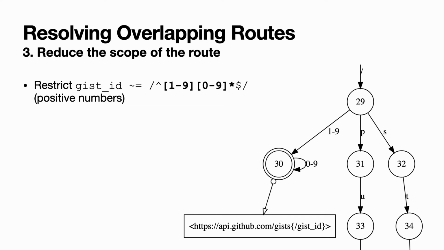Here, we restrict gist ID to the set of positive numbers. In this example, it can consume the character 4, then the character 2, and then it lands on accepting state 30, which matches the gist ID. If a letter came in here, or some non-numeral digit, or if it started with the number 0, then it wouldn't match this and we would get no match.